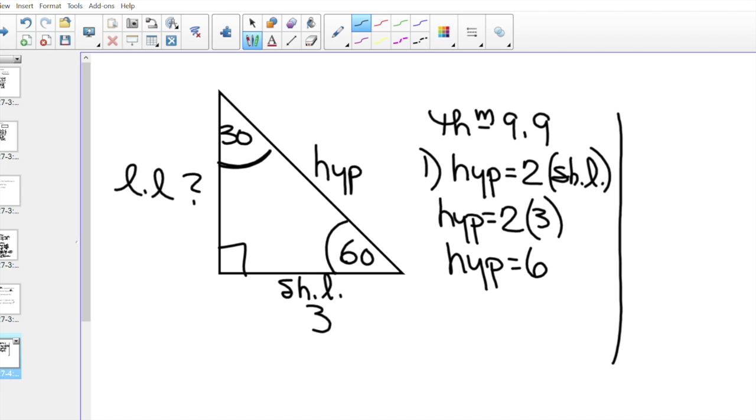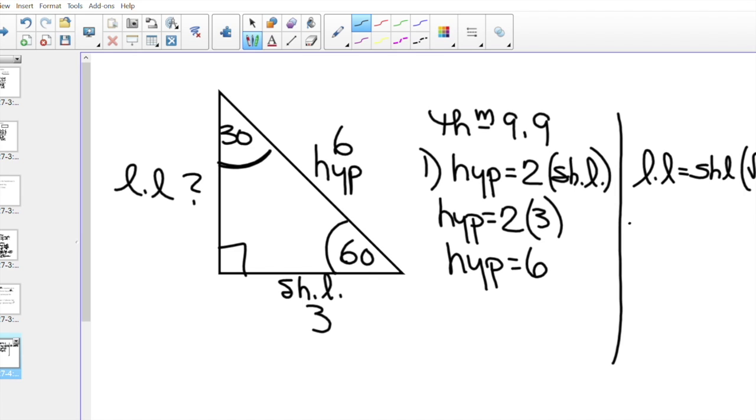That's the length of the hypotenuse, 6. Now let's find the length of the longer leg, using theorem 9.9. The longer leg, abbreviated LL, is the shorter leg times the square root of 3.